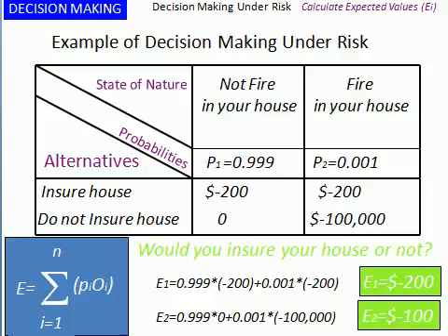Second one is, let's say I do not insure the house. If there is no fire in the house, that's very good. I don't have to pay $200 per month to the insurance company. However, the second scenario is that if there is a fire in my house and I don't have any insurance, the damages would be minus $100,000 and I will be paying it from my pocket because I don't have any insurance, right? So the question is, what should I do? Should I go for alternative 1, A1, or A2?